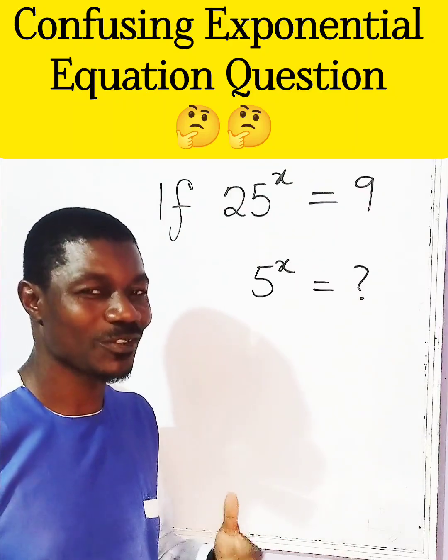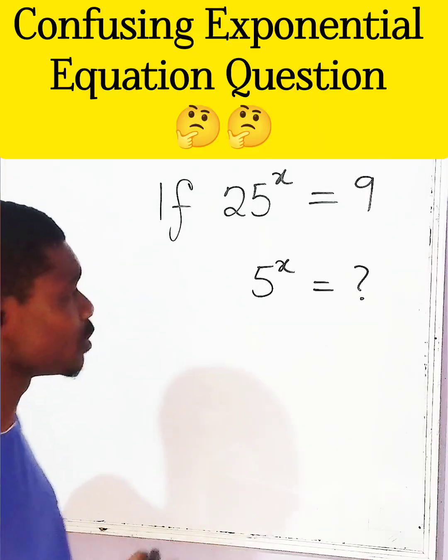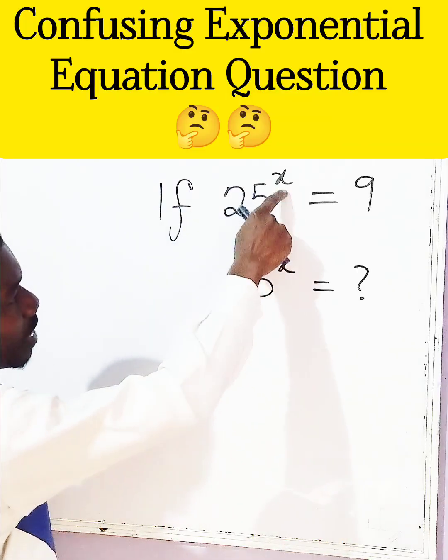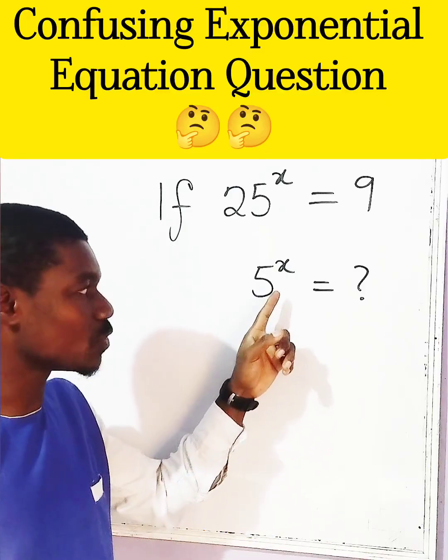Let us look at this controversial exponential equation. Now you see the reason why I call it a controversial exponential equation. Here we're given that 25 raised to x equals 9, and we're told to find 5 raised to x.